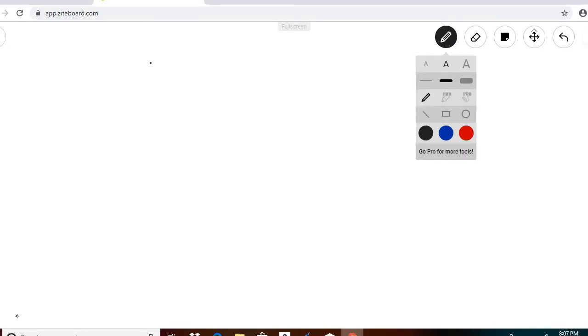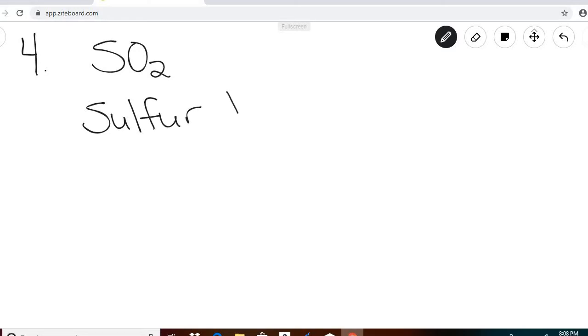Okay, the number 4 asks us to name a series of compounds. So the first one is this. Okay, so the first thing we notice is those are both nonmetals, so it's a covalent compound. So we would name it by giving the first word sulfur, and then the second one we're going to add a prefix, and the prefix for 2 is di. So this would be sulfur dioxide.